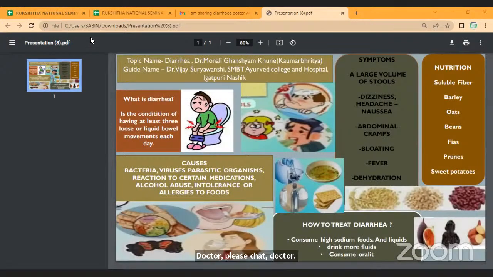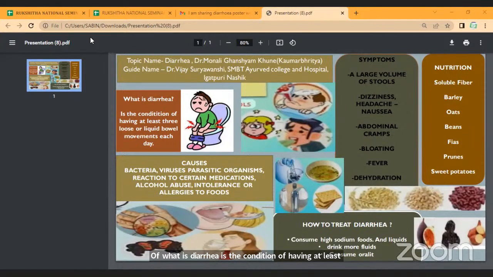Myself, Dr. Monali Gansham Khune, second year MD student, Kaumarbhritya department from SMBT Ayurveda College and Hospital, Dhamangaon, Nashik. The topic of my poster presentation is diarrhea under the panel of Kaumarbhritya. What is diarrhea? It is the condition of having at least 3 loose or liquid bowel movements each day.